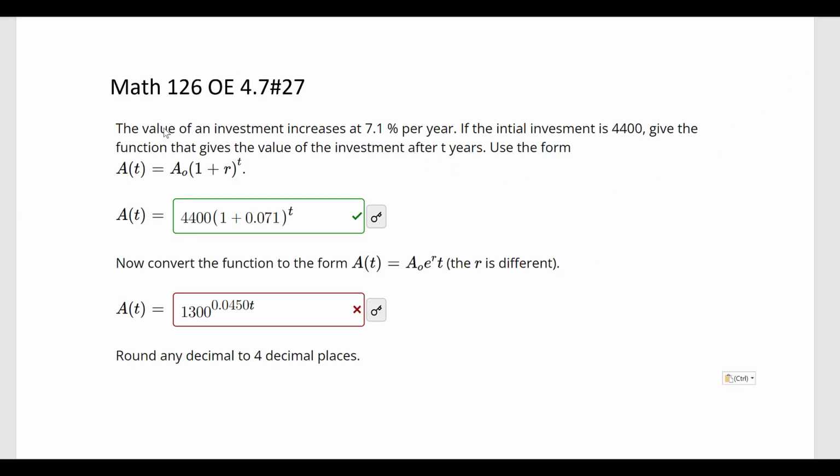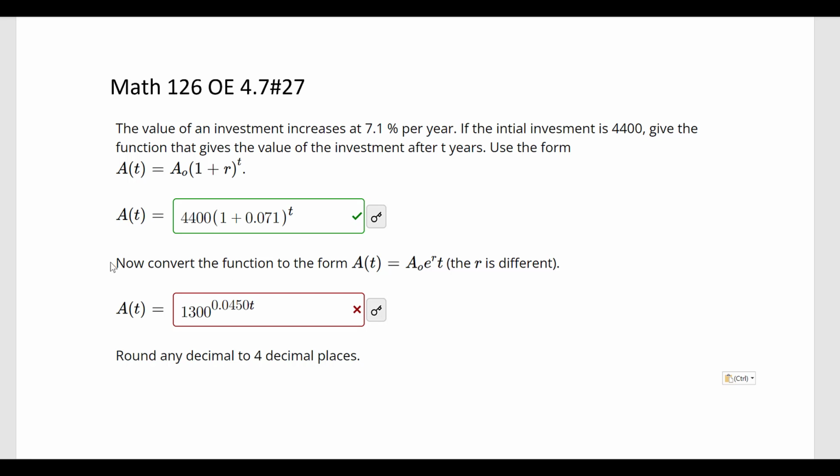We have the value of an investment increases at 7.1% per year. If the initial investment is $4,400, give the function that gives the value of the investment after t years. Use the form amount equals a times 1 plus r to the t. And so you get your 4,400 times 1 plus 0.071 to the t. Okay, that makes sense.